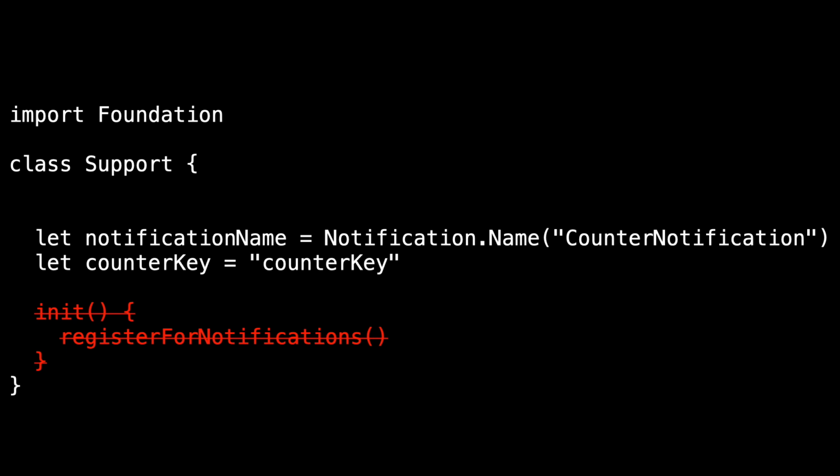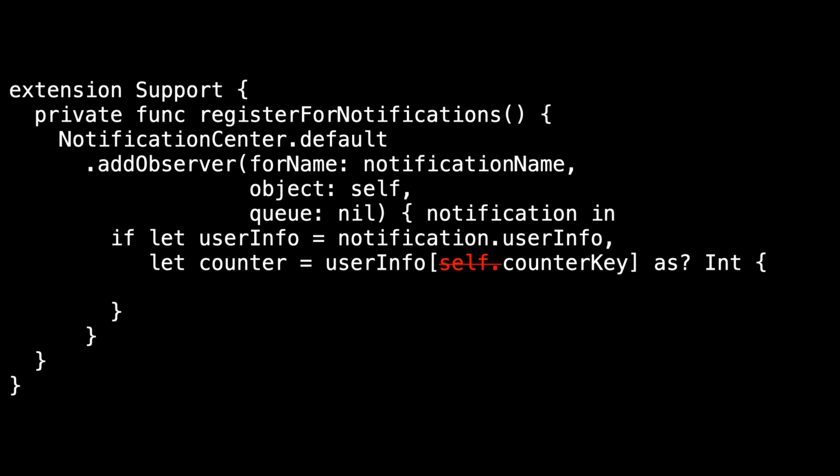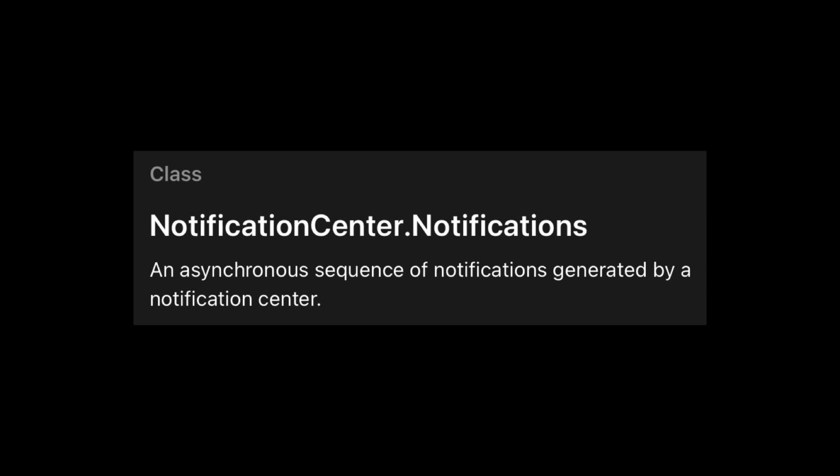I'm no longer going to register for notifications inside of Support because we're going to remove register for notifications in a moment. And the final thing I want to do just to lighten up Support a little bit is to take these two constants and move them outside of Support. They are still constants available to us, but they're no longer members of Support. This means we have to make a slight change to our use of counterKey. Just remove the self down in register for notifications. Yes, we're going to get rid of register for notifications, but I'd prefer this compiles while we're in the process. And this brings us to the change I referred to. NotificationCenter now contains notifications, which is an async sequence of notifications.